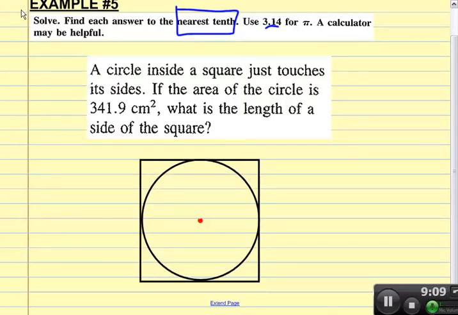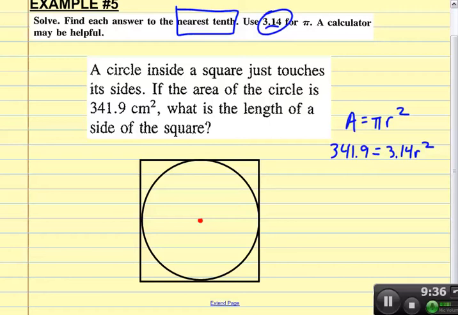A circle inside a square just touches its sides. If the area of the circle, you mean A equals pi r squared, is 341.9 centimeters squared, then 341.9 is equal to 3.14 r squared, because they said use 3.14 for pi. What is the length of the side of the square? Well, hey, let's divide this side by 3.14 and this side by 3.14. And let's see what we get.